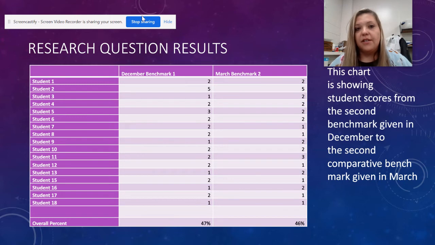In this chart, this is comparing the second set of standards, which was first implemented in December and then given again in March. Here you see there was no academic growth in the students from the test given with direct instruction compared to the one given with small group instruction.